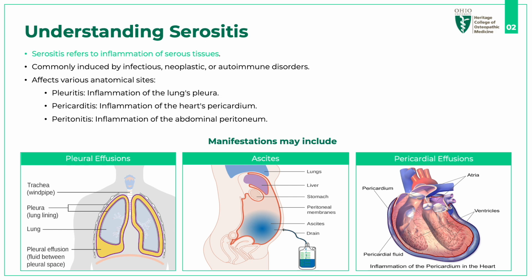Serositis refers to inflammation of the serous tissues. It is usually caused by infectious, neoplastic, or autoimmune disorders and can affect various anatomical sites. For example, inflammation of the pleura of the lungs is called pleuritis, inflammation of the pericardium of the heart is called pericarditis, and inflammation of the abdominal peritoneum can be referred to as peritonitis. These inflammations can often lead to fluid buildup, resulting in pleural effusions, pericardial effusions, and ascites, respectively.